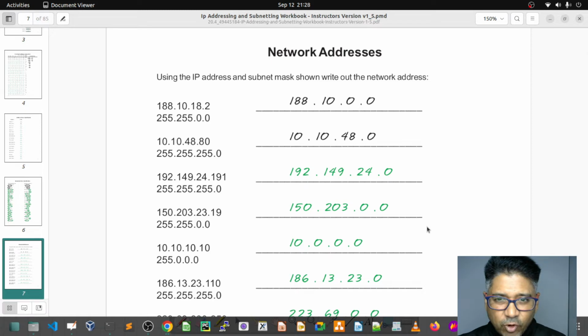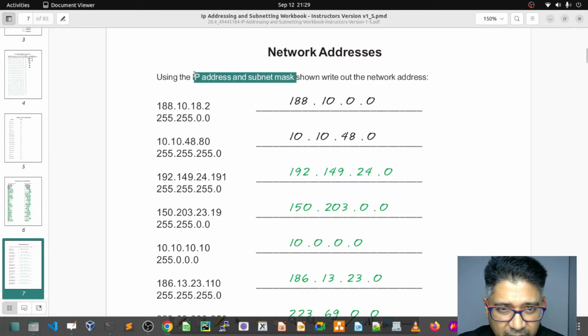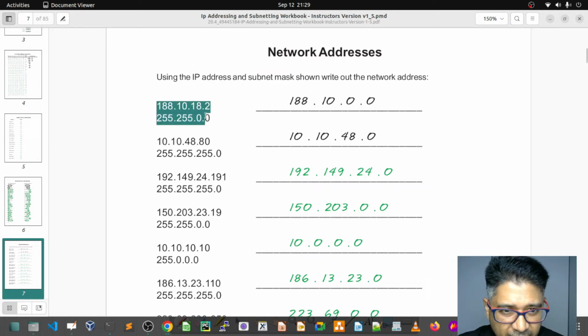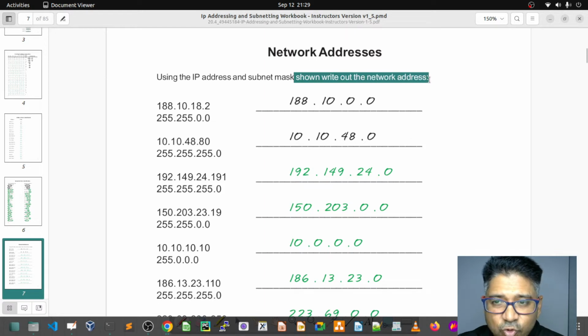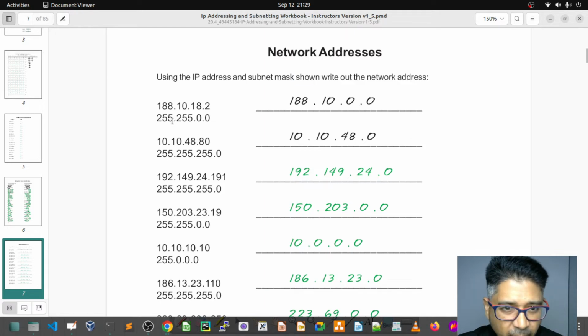So we have done lots of exercises using the IP address and subnet mask. They will give you the IP address and the subnet mask, and you have to identify the mask. Then write out the network address. By looking at this, you have to identify what the network is.